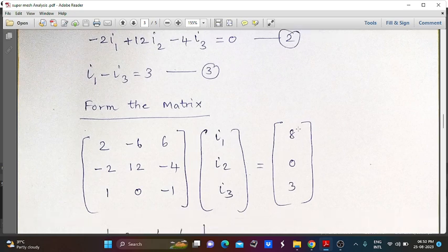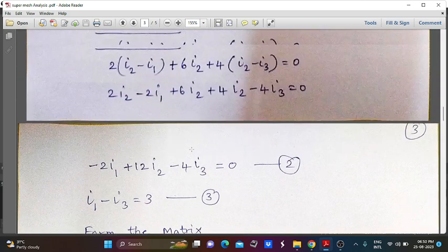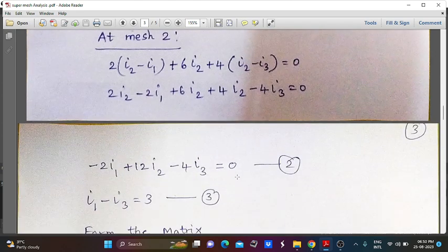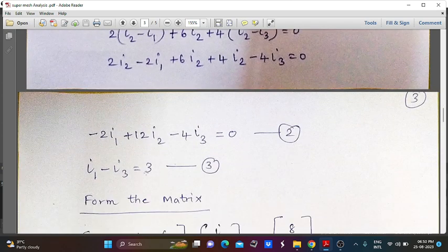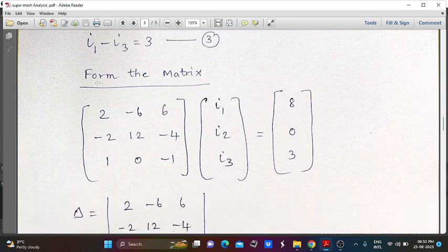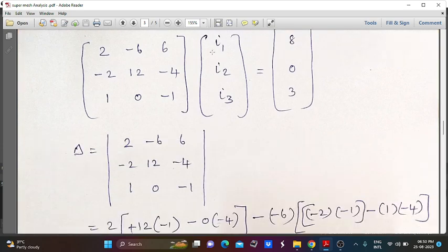So finally, at last, the right hand side values are voltage values: from the first equation 8 volts, the second equation 0 volts, and the third equation we have 3. So all these values are taken in this matrix. Finally we form this matrix clearly. From this we can find the del value. We simply take only this matrix.